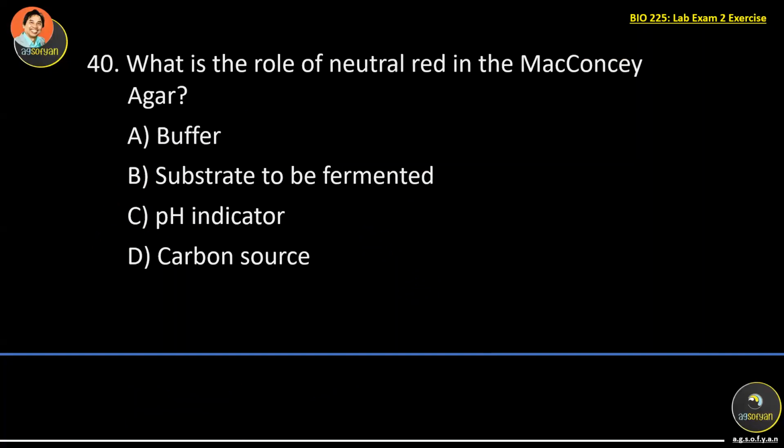What is the role of neutral red in the MacConkey agar? What is the role of this neutral red? Yes, this is a pH indicator. If the pH changes, then the agar color will change because of this neutral red reagent.